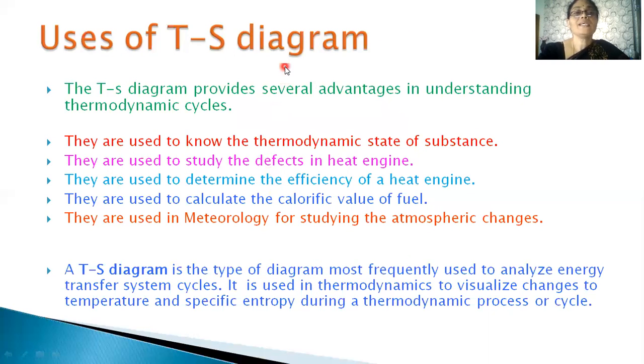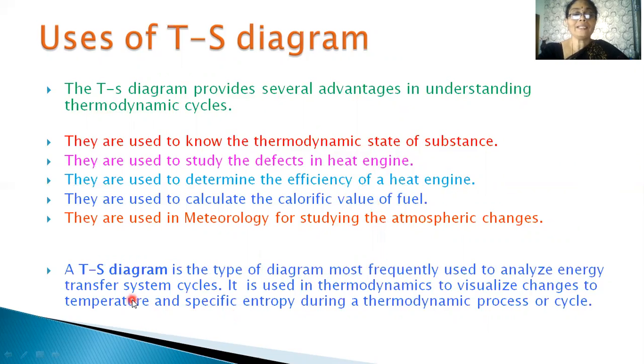Now let's see the uses of the TS diagram. The TS diagram provides several advantages in understanding various thermodynamic cycles. TS diagrams are used to know the thermodynamic state of the substance. They are used to study the defects in a heat engine. They are also used to determine the efficiency of the heat engine. They are used to calculate the calorific value of fuel. They are also used in the Department of Meteorology for studying atmospheric changes. So these are some of the uses of the TS diagram.